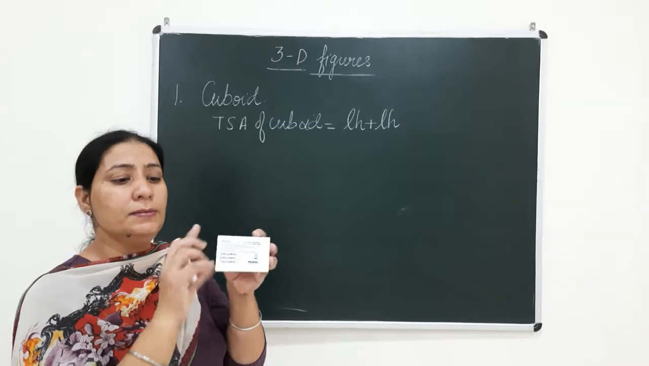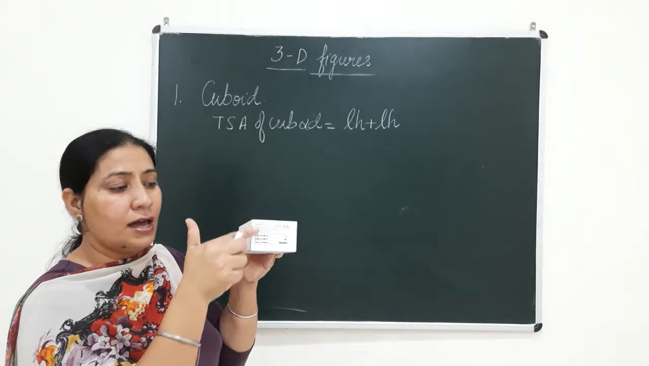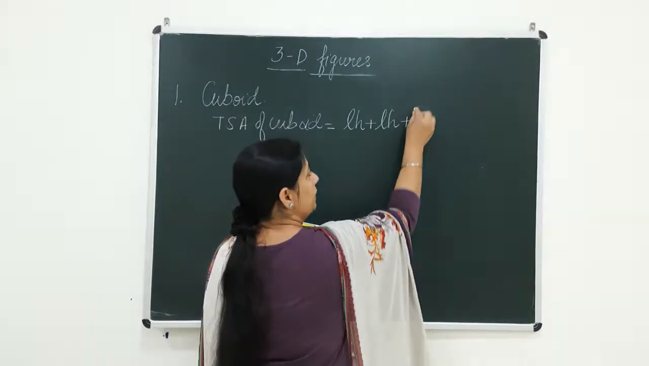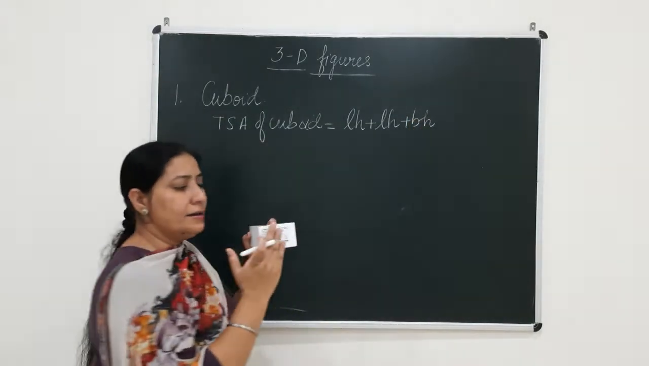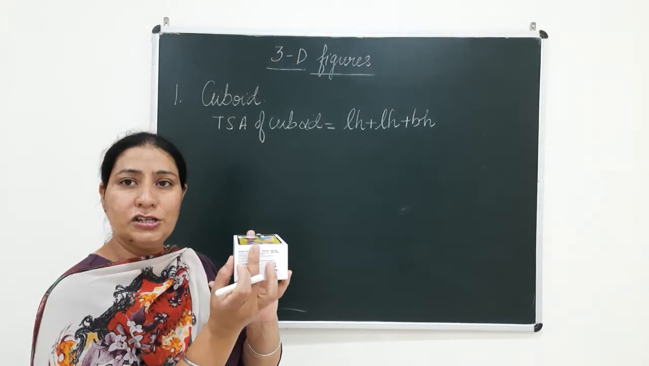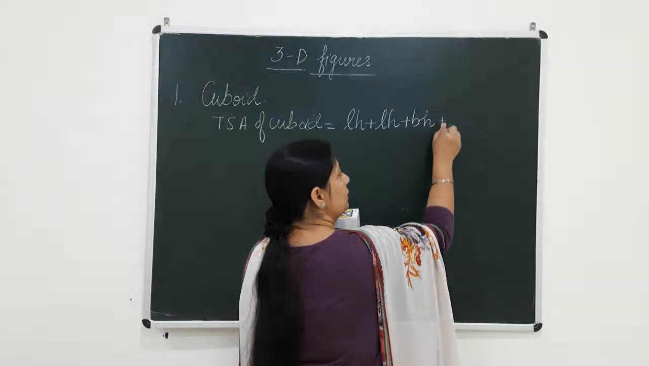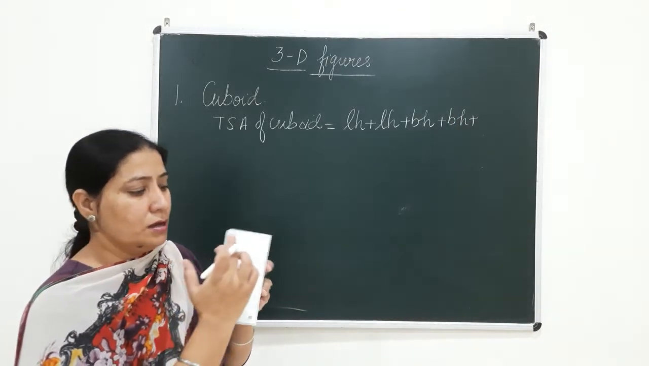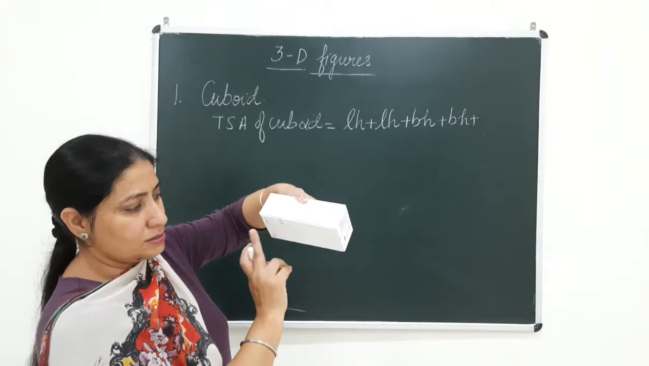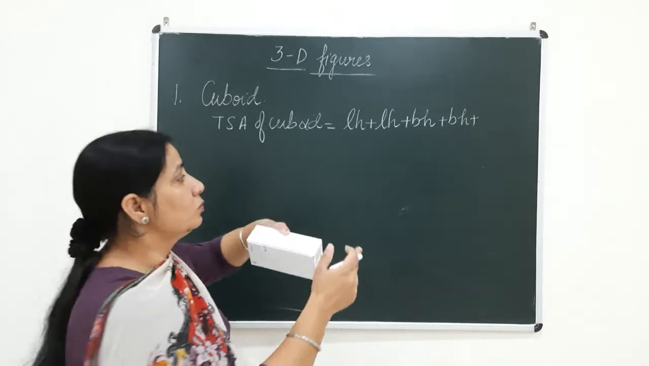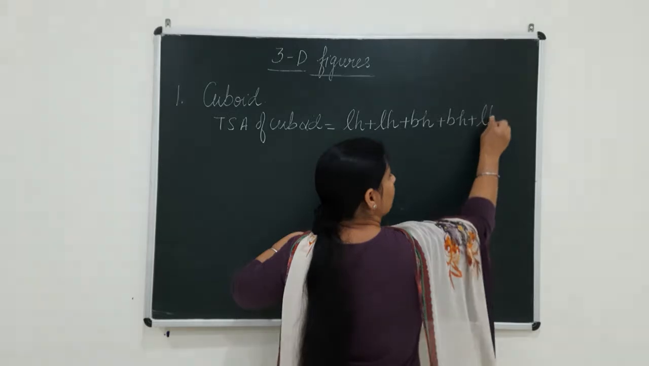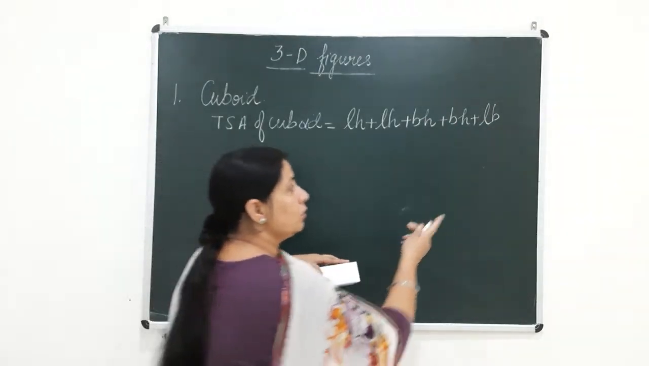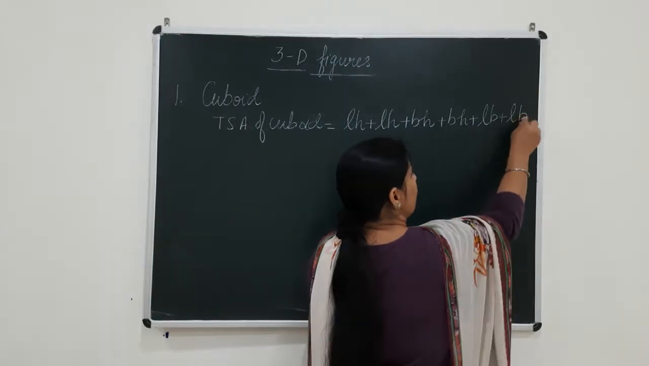Clear children? Similarly, this is the breadth and this is the height. So this face has the area breadth into height and identical to this on the opposite side, again I have another breadth into height. Now I come to the bottom face. This is the length and this is the breadth. So the bottom face has the area length into breadth and identical to it, the top face also has the area length into breadth.